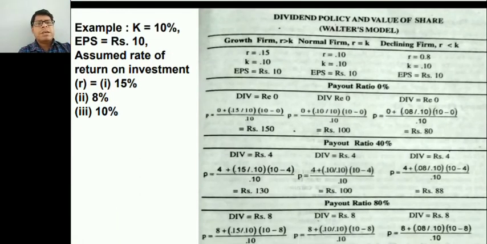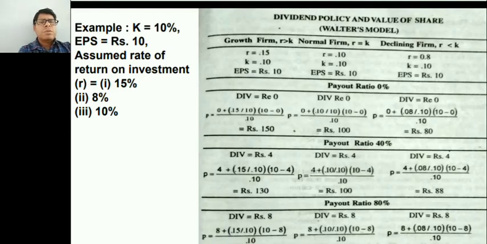So this is one example which you can see. We are assuming that K is 10%, that is cost of capital. EPS we are assuming here is rupees 10, and we are assuming that the rate of return is R equals 15% for growth, 8% for declining, and 10% for normal firms. So you can see on your screen that we have developed a model of Walter's model. There are three categories of firms: growth firms, normal firms, and declining firms.